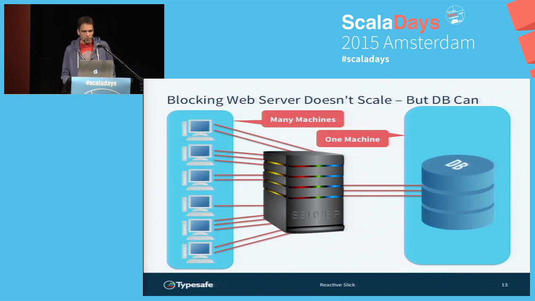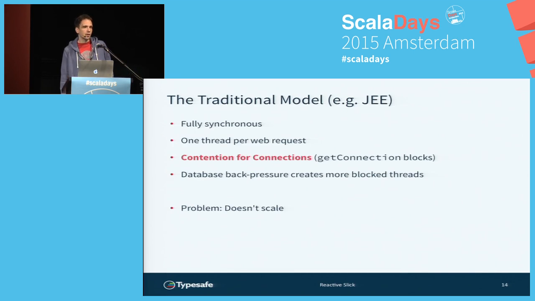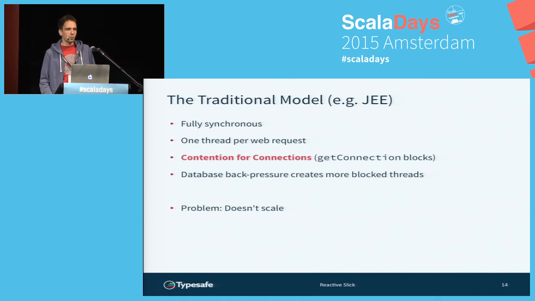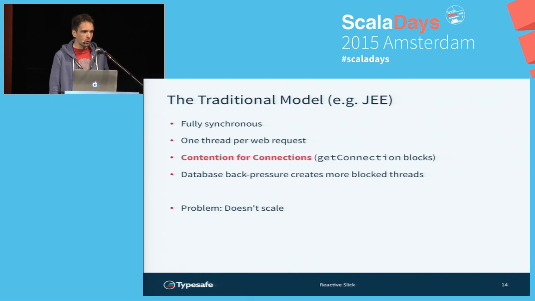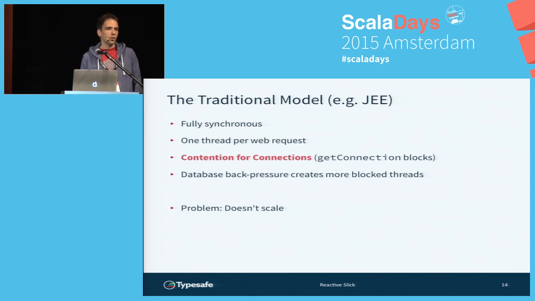So let's stick to this scenario and look at how we handle it in applications. In the traditional model, something like JEE, you're fully synchronous. So for each request that comes in from a web client, you create a new thread when you accept the socket connection. And then this thread will block on any kind of I/O, whether it's to the client or the database. So you get one thread per web request, and then when you want to hit the database, you have a contention for connections. Your get connection call to the connection pool blocks, because your pool size is only 10, and you want to serve 10,000 concurrent connections, so most of them will be blocked and just waiting for their slice of time on the database.